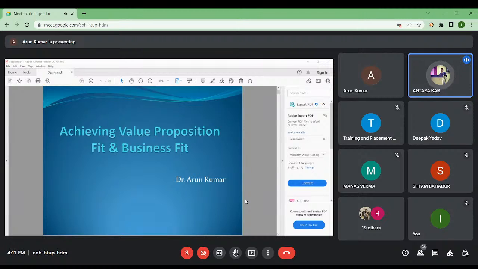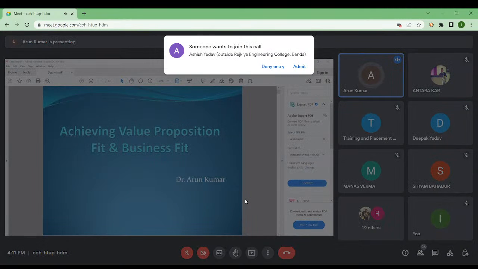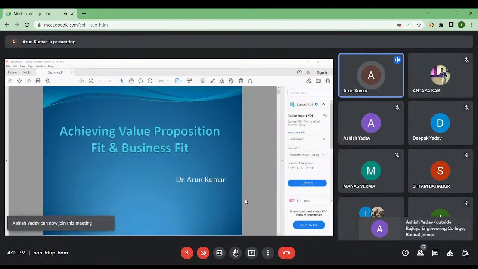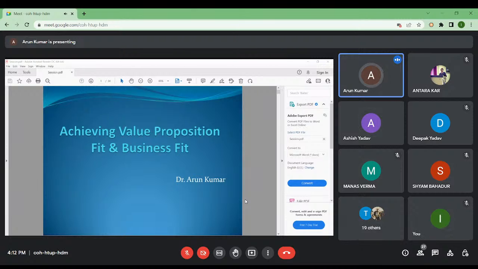Sir, I guess because they fail to fulfill the demand of the customer. Right? So they are failing because they are just having an internal orientation rather than having the external orientation. Okay? So once they have the internal orientation, they just think that whatever they have decided. Ashish, can you mute yourself? Ashish Yadav, please mute yourself.